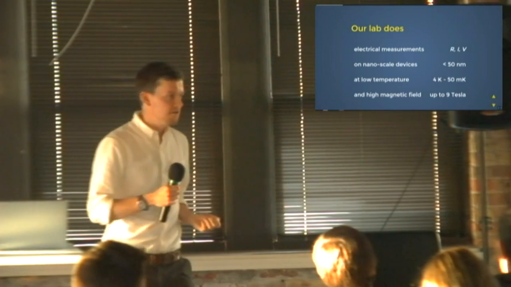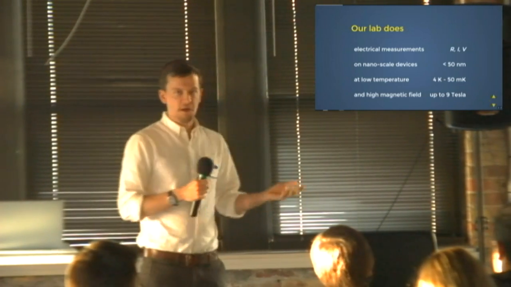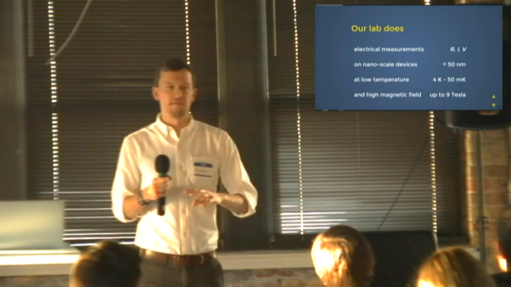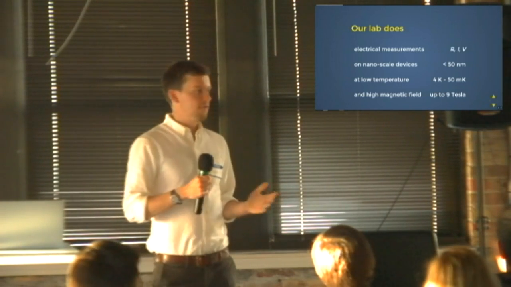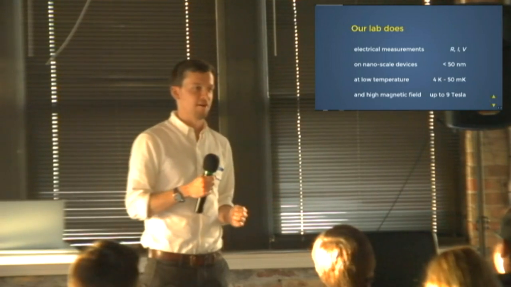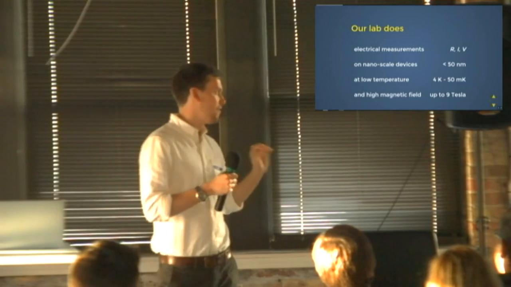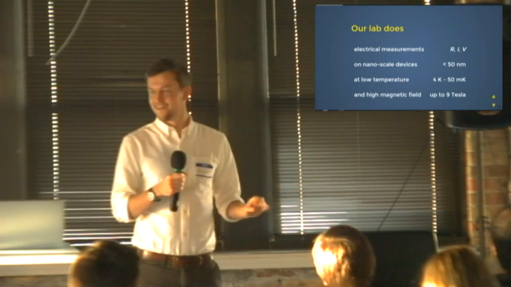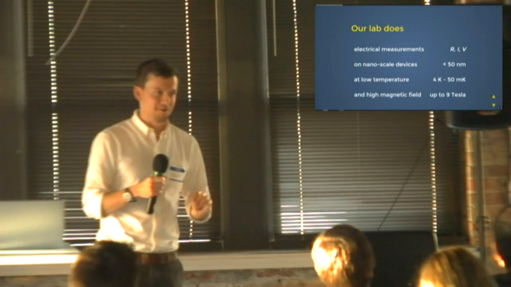The temperatures we do these measurements at range from about 4 Kelvin down to 50 millikelvin. Here, for context, you can think of outer space. Outer space is 2.7 Kelvin. So on the toasty end, our measurements are about as cold as outer space. And on the cold end, they're about 100 times colder.